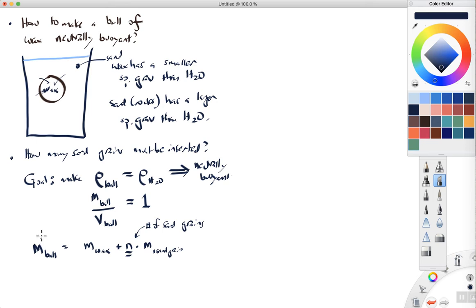Okay, so this expression here is going to go up there with the mass of the ball. What about the volume of the ball? What is the volume of this ball? Well, it's going to be the volume of the wax, whatever that was, plus n times the volume of one sand grain. So we take the volume of whatever wax we had to start out with and add on the number of sand grains times the volume of each individual sand grain. And once we do that, we'll plug that in here.